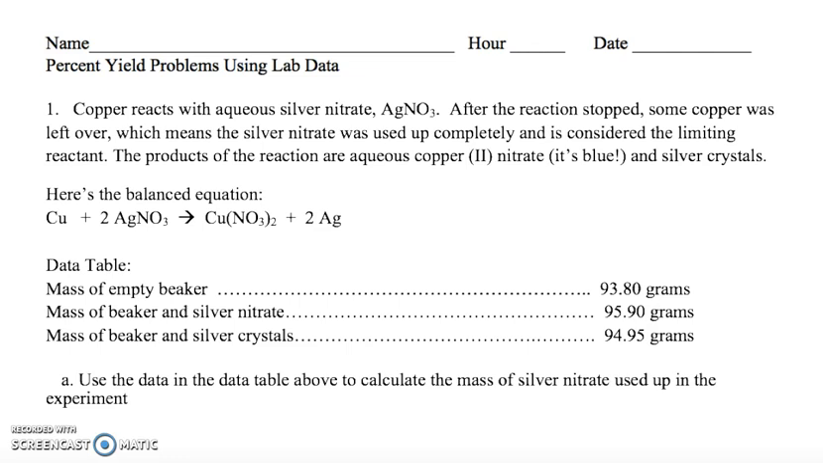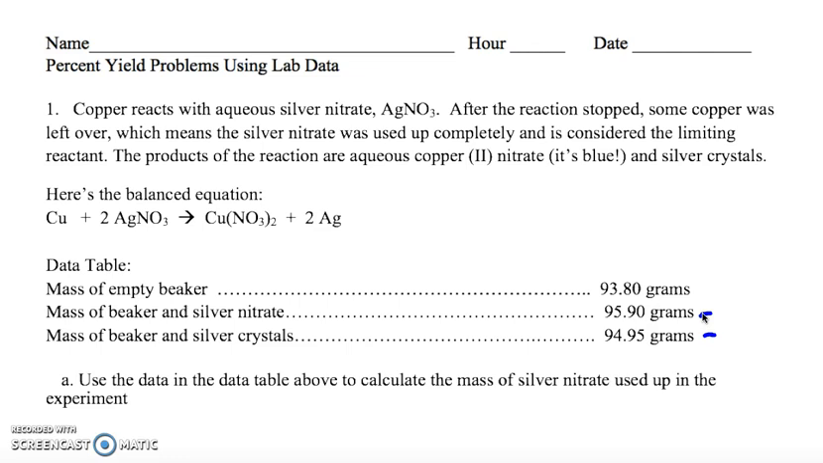The products of the reaction are aqueous copper(II) nitrate, it's blue, and silver crystals. Here's the balanced equation. So it's a balanced equation. This is a good thing. In our data table, we have a mass of an empty beaker. We have the mass of a beaker and the silver nitrate, which is 95.90. So this is the silver nitrate that you started with. And then the third piece of data is the mass of the beaker and the silver crystals. So this was after the reaction, just the silver crystals.